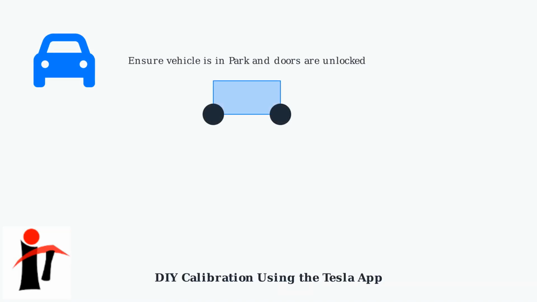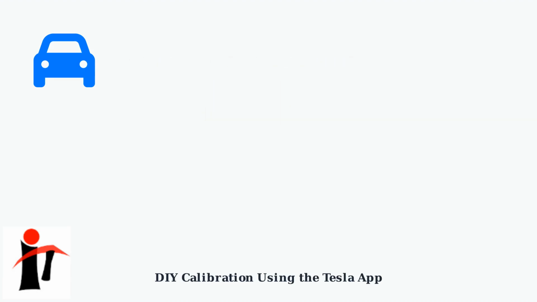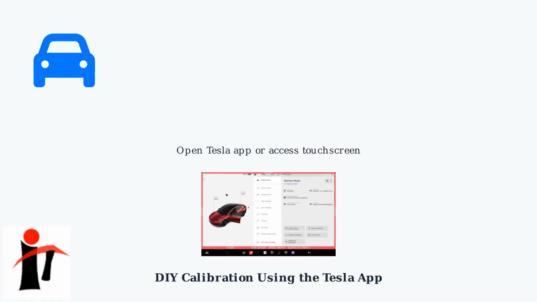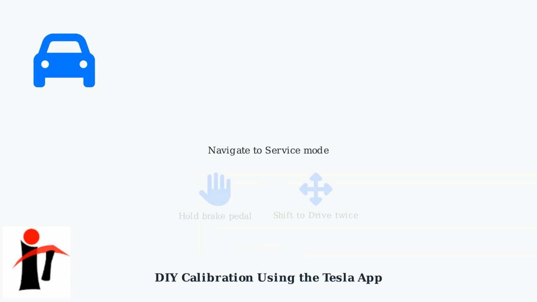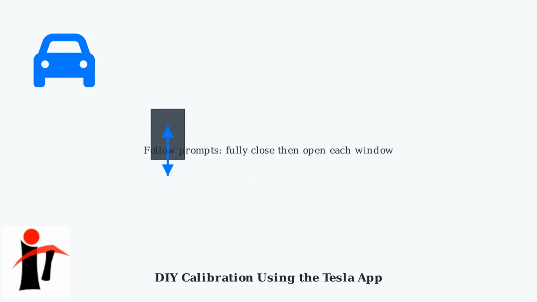To initiate DIY calibration, ensure your vehicle is in park and the doors are unlocked. Open the Tesla app or access the touchscreen. Navigate to service mode by holding the brake pedal and shifting to drive twice. Select window calibration. Follow the on-screen prompts to fully close and then fully open each window multiple times. Repeating this process 3 to 5 times per window can reset the sensors.